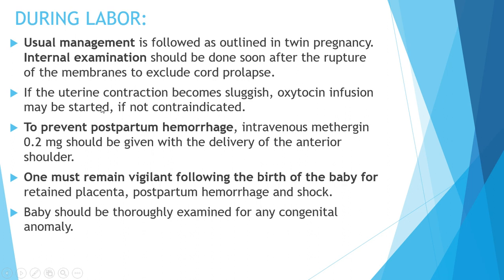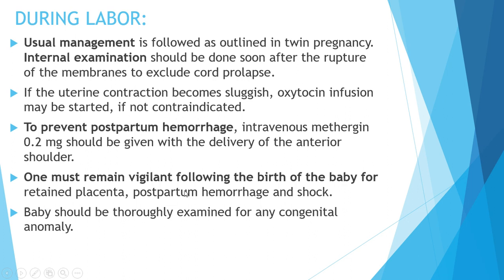After the ARM, we have to check for the uterine contraction. If the uterine contraction is not enough, we can start the oxytocin infusion. To prevent postpartum hemorrhage, methergine 0.2 mg intravenously should be given after the delivery. This is usually given after delivery of the anterior shoulder of the baby. It is a normal procedure, but in this condition we should not forget it, just to prevent postpartum hemorrhage.